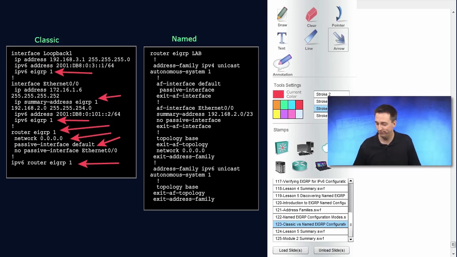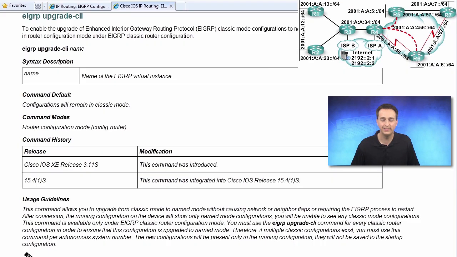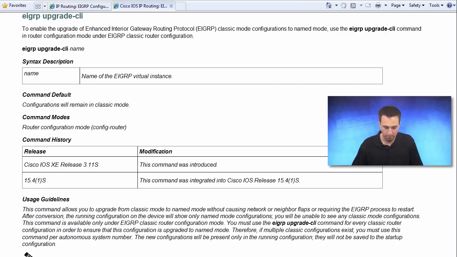But let me show you something. Let's get out of here. Let's go take a look at Cisco's website. Look at this command right here: eigrp upgrade-cli. This is a command that is used in the classic configuration mode. And what it does on the fly is convert your classic configuration to the named configuration for you without you having to do anything.